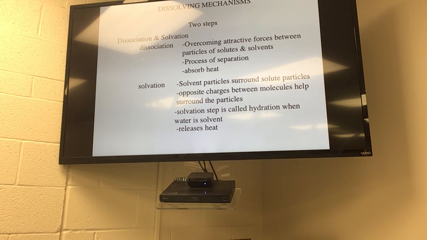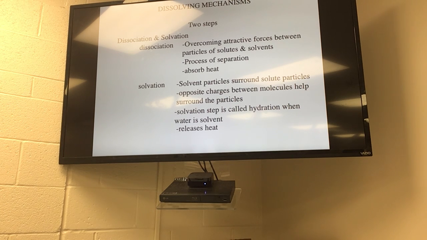So you've got one step absorbing heat, and one step releasing heat. So if dissociation absorbs more heat than solvation releases, what would be the net result? It is cold, because more heat is absorbed. And again, we feel cold because whatever we're touching is stealing heat from our bodies. So that's why it feels cold.